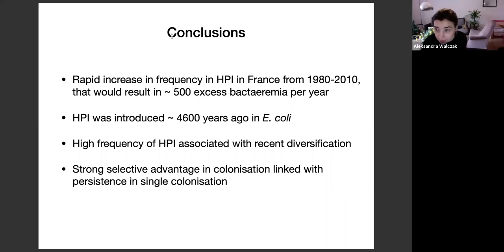Okay, we have another question from Guillaume Achaz. Does HPI increase the diversification rate by increasing the birth rate or reducing the death rate?